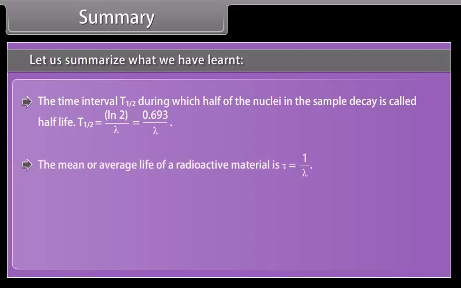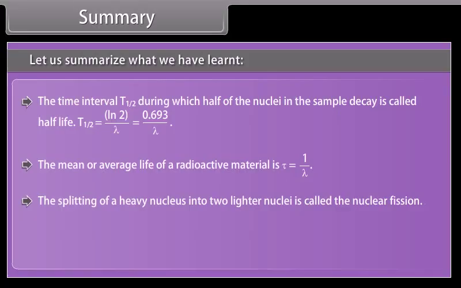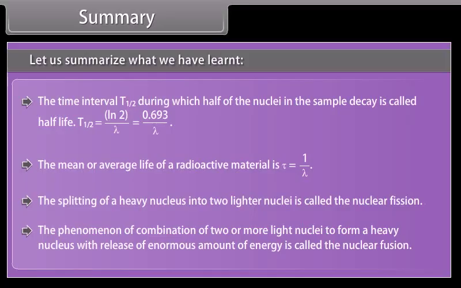The mean or average life of a radioactive material is defined. The splitting of a heavy nucleus into two lighter nuclei is called nuclear fission. The phenomenon of combination of two or more light nuclei to form a heavy nucleus with release of enormous amount of energy is called nuclear fusion.